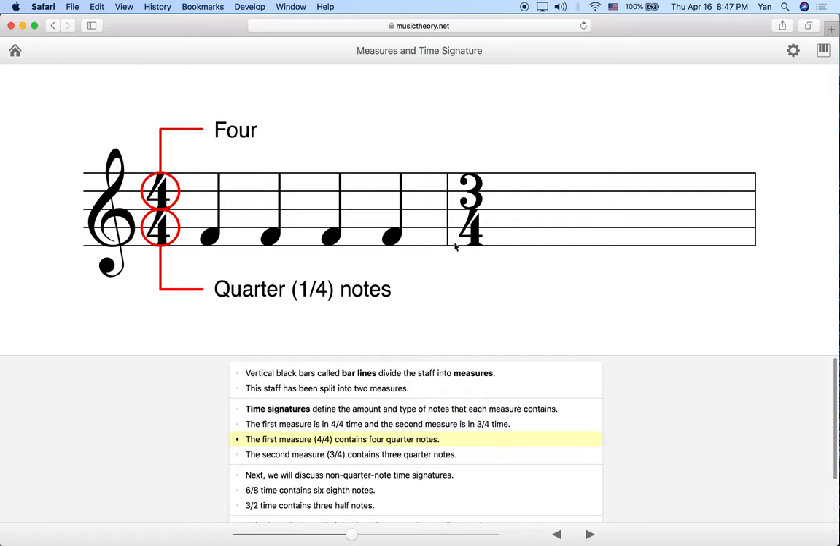If we start with the number on the bottom this time, we know that each beat is going to be a quarter note, and the number on top being a 3, that's how many beats we're going to have in the bar. So, three quarter notes.